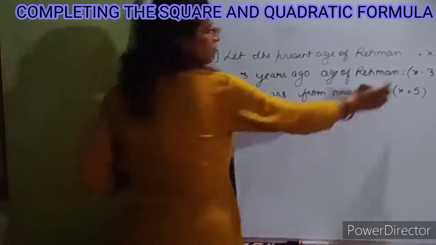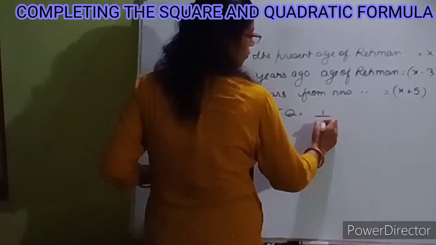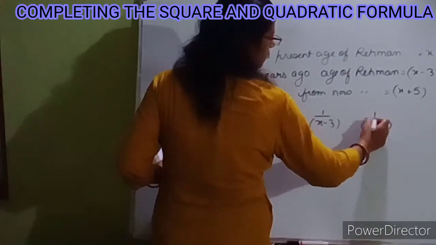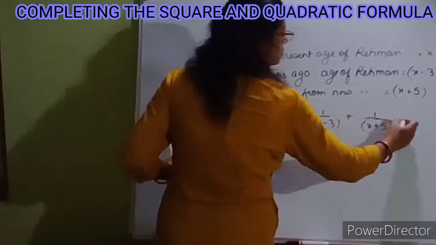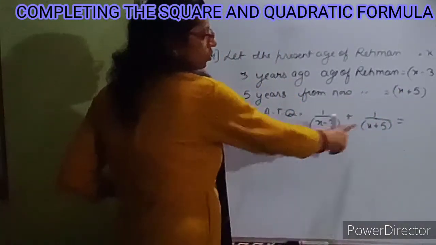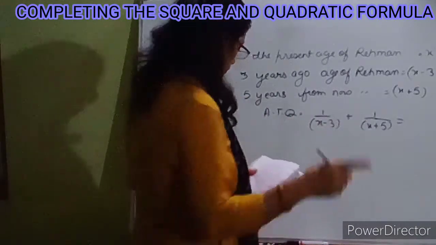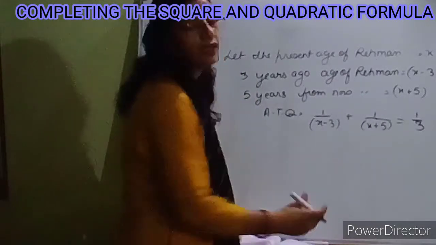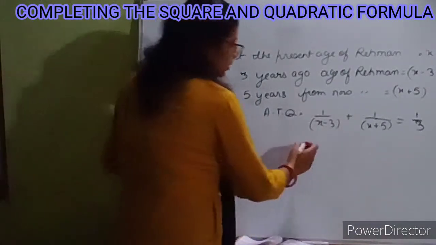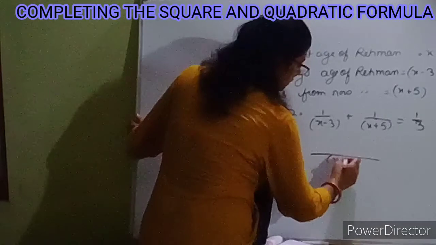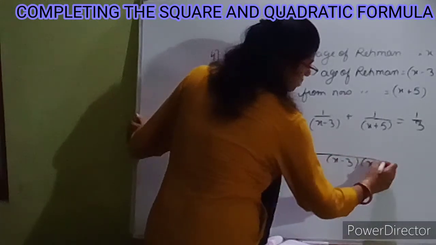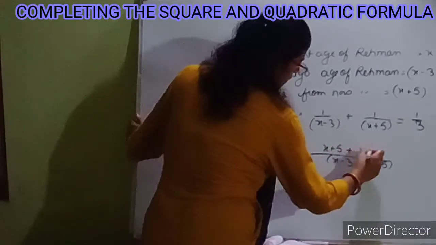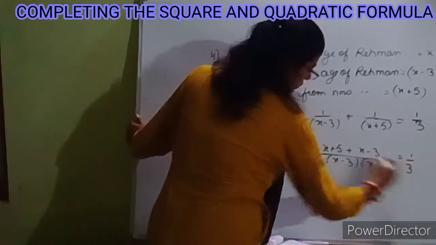So the sum of their reciprocals, that means the reciprocal of x minus 3 and here the reciprocal will become 1 upon x plus 5. So the sum of reciprocals of Rahman's age 3 years ago and 5 years from now is 1 upon 3. Find the present age. You have to find the value of x. Solve it. So you will take the LCM, x minus 3, x plus 5. What you will get: x plus 5 plus x minus 3 equals 1 upon 3.